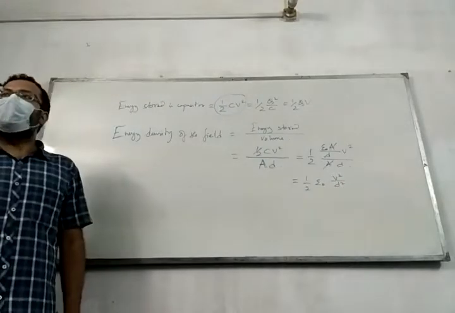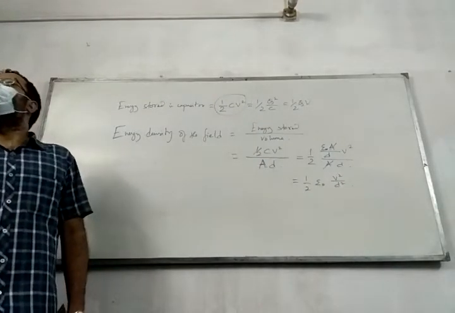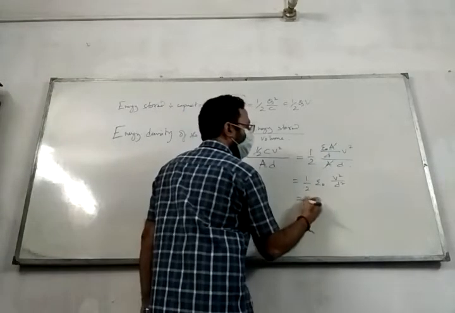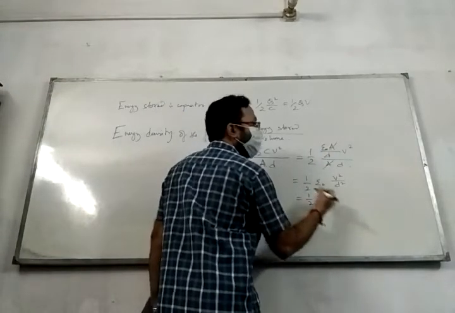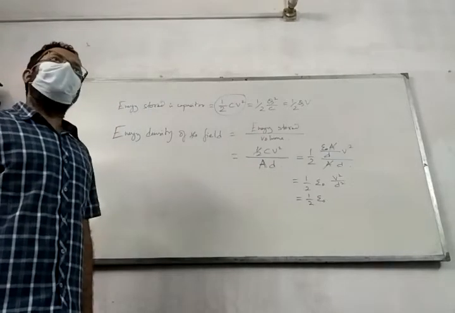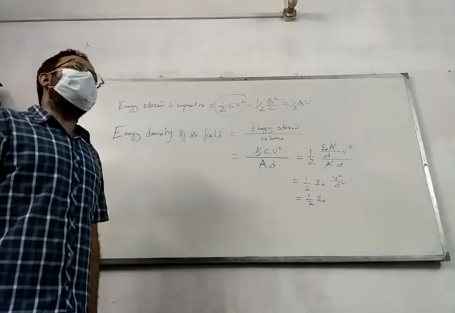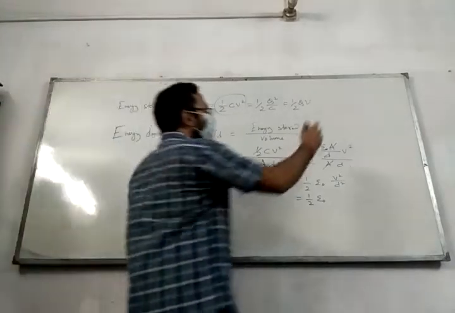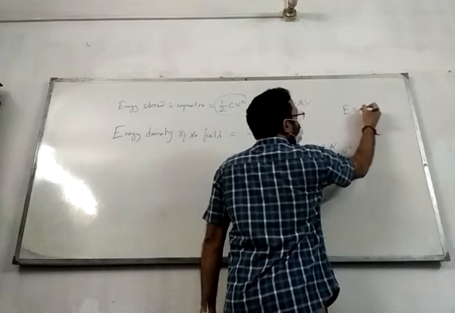Do you remember what V by D gives us? V by D gives us what? Tell me quickly, everyone. Fast. Did even one person understand what V by D is? Arey baba, E is equal to minus dV by dr.